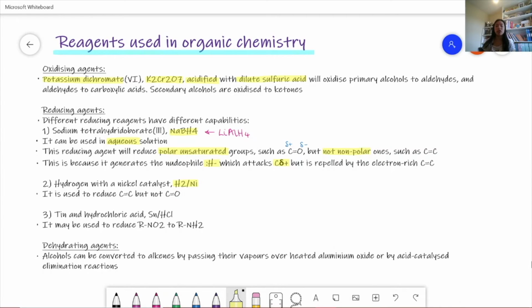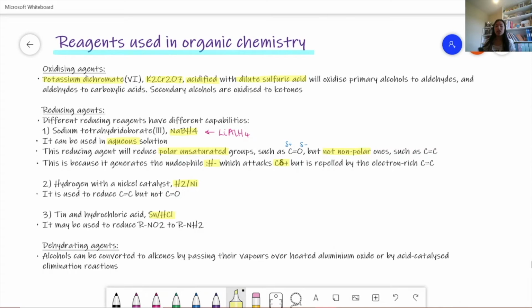So to get from a nitrile to an amine, we could use hydrogen with a nickel catalyst. And then the third reducing agent we need to know about is tin and hydrochloric acid. So this is used to reduce an RNO2 group to an RNH2. So for example, we could have a nitrobenzene and we would reduce this to a phenylamine.